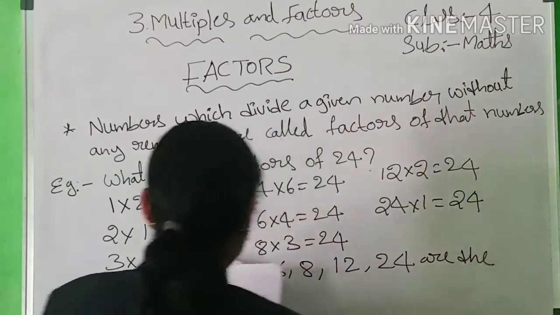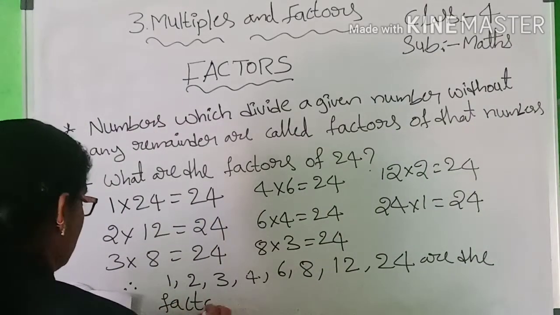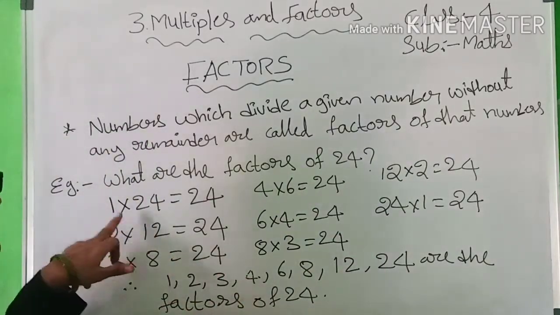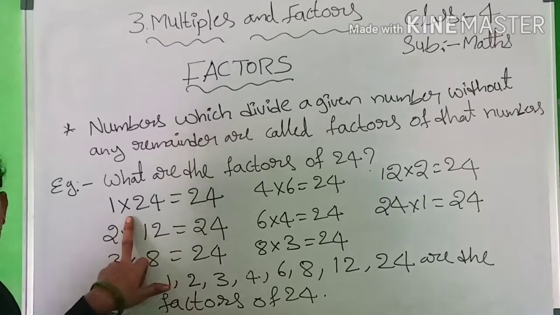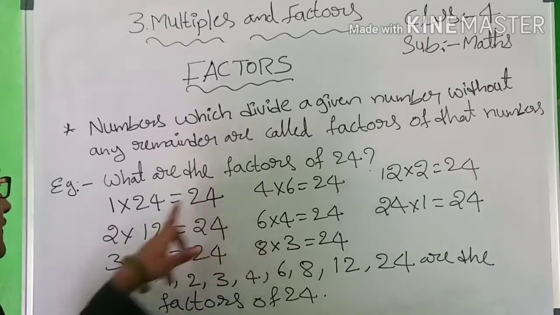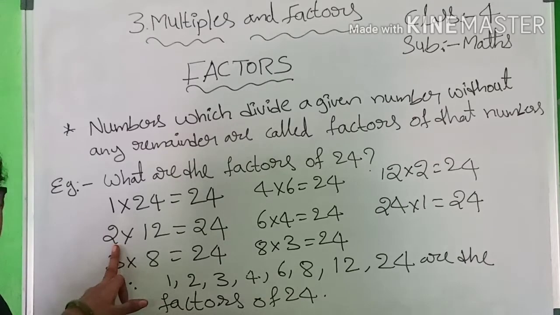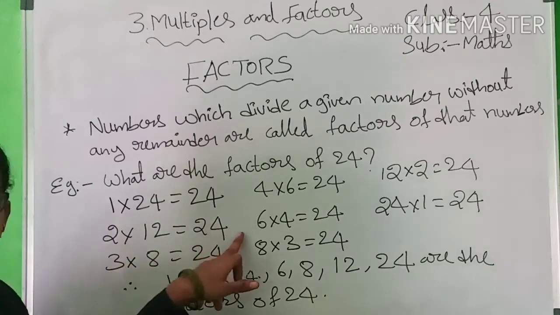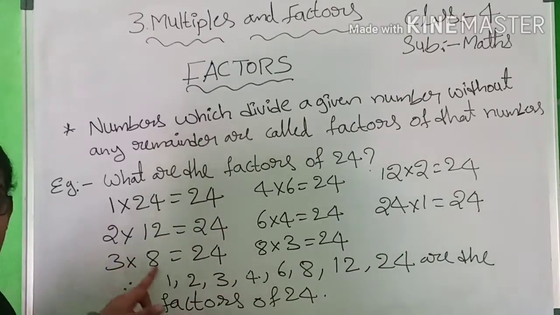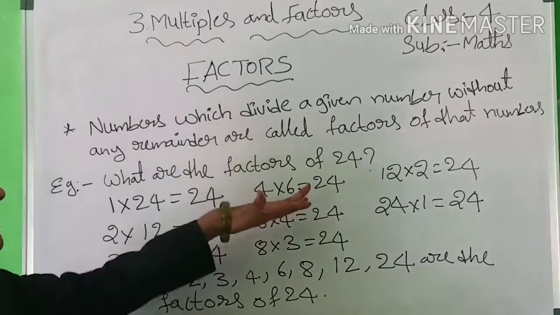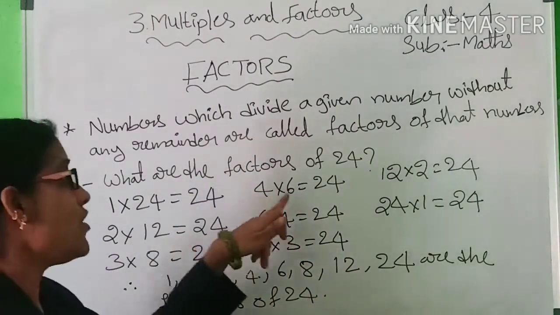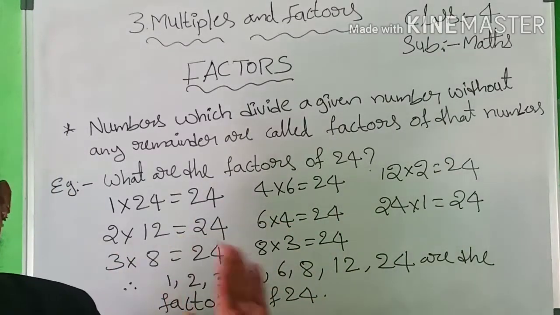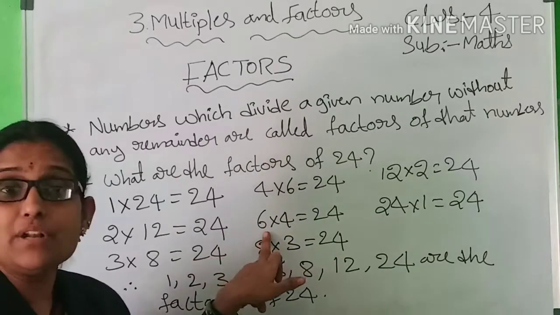are the factors of 24. Okay, children, now listen here. 1 times 24 is 24. Does the 2 table come in 24, children? Yes. Which factor comes? 2 times 12 is 24. Next, 3 times 8 is 24. Okay, children, does the 4 table come in 24? Yes. 4 times 6 is 24. After 4 comes 5. The 5 table does not come. Then you have to check 6. Does the 6 table come in 24?